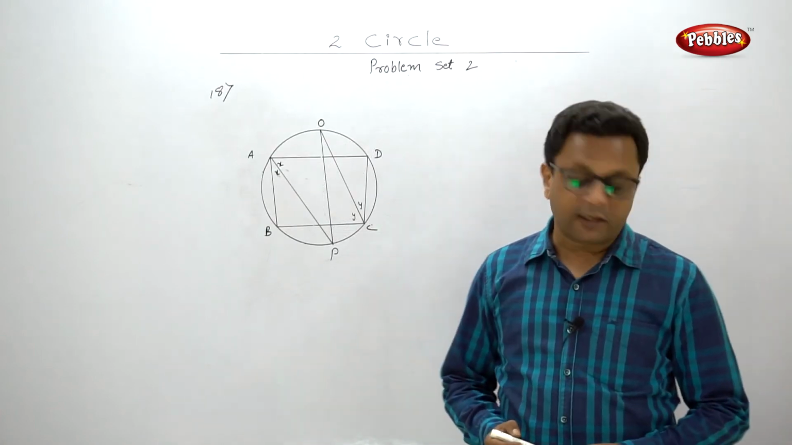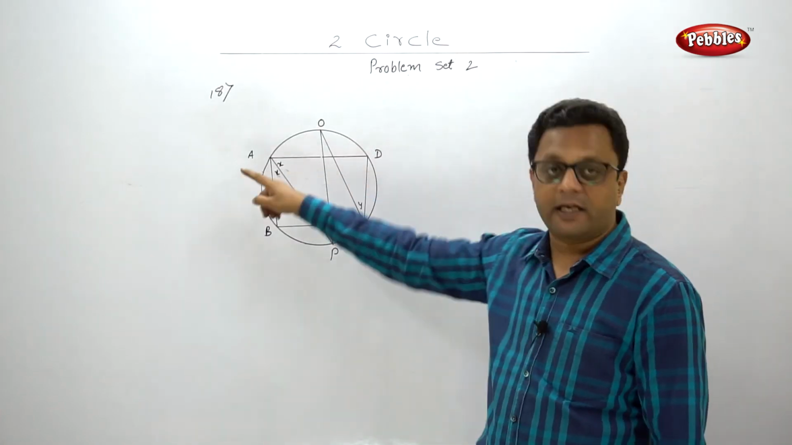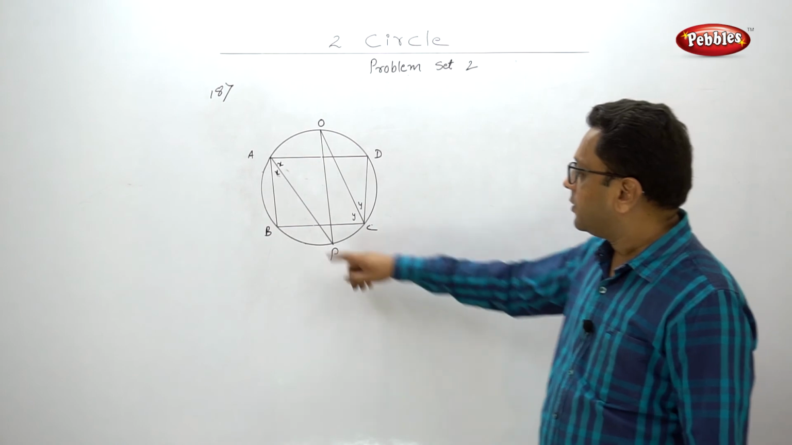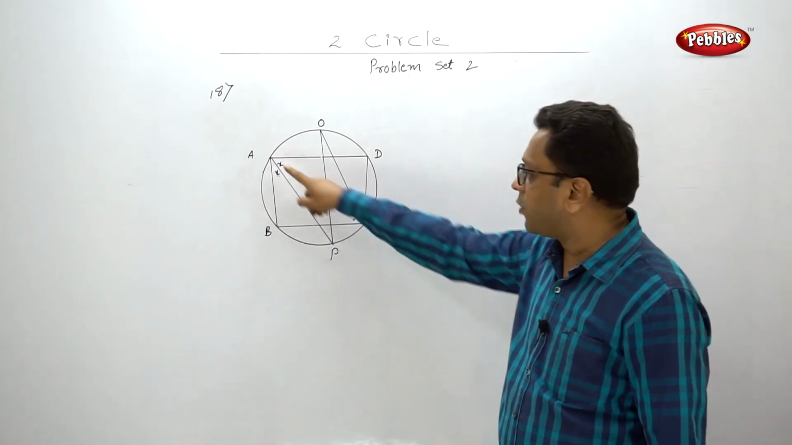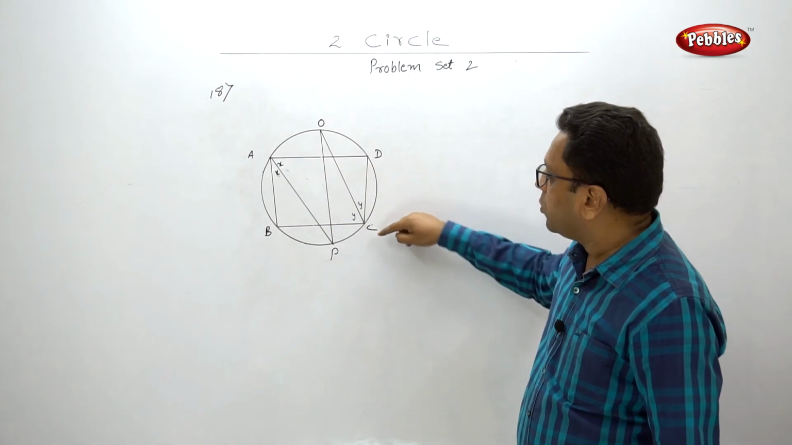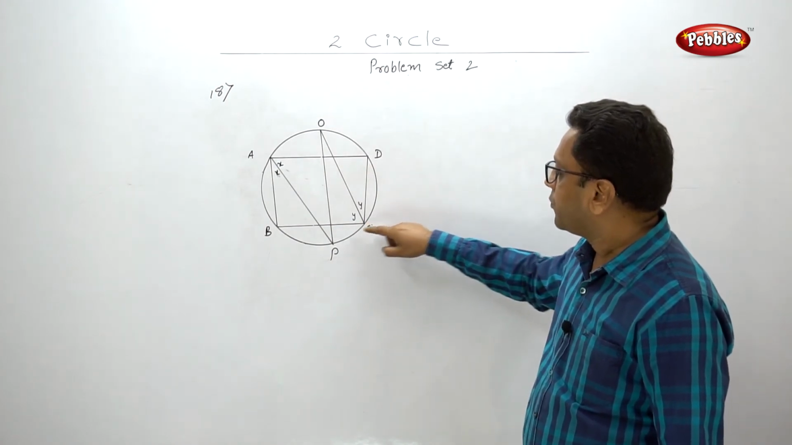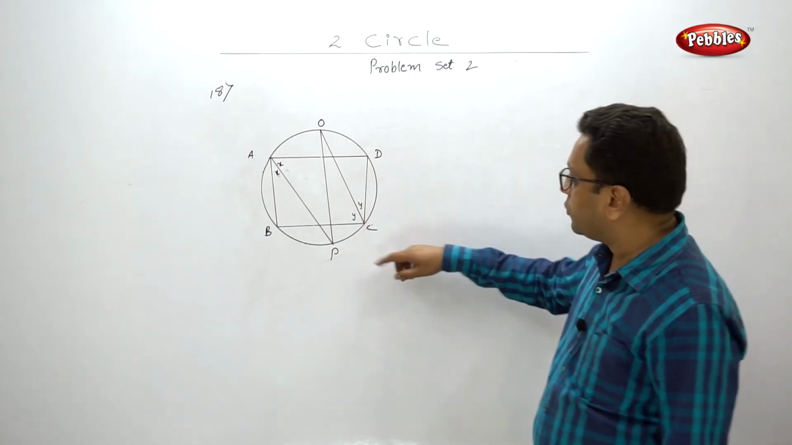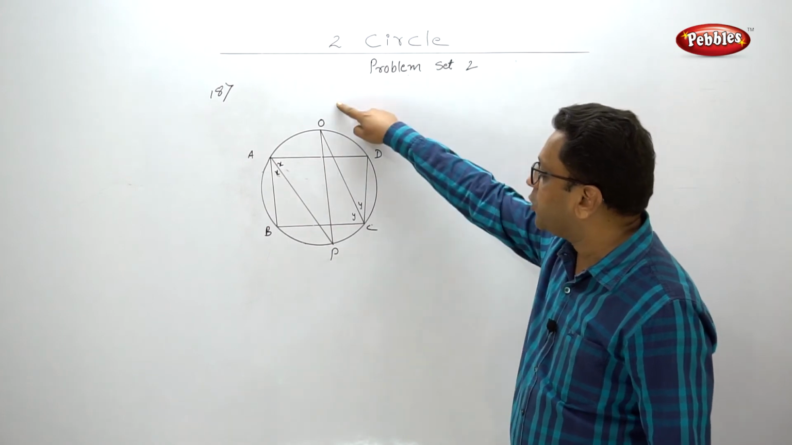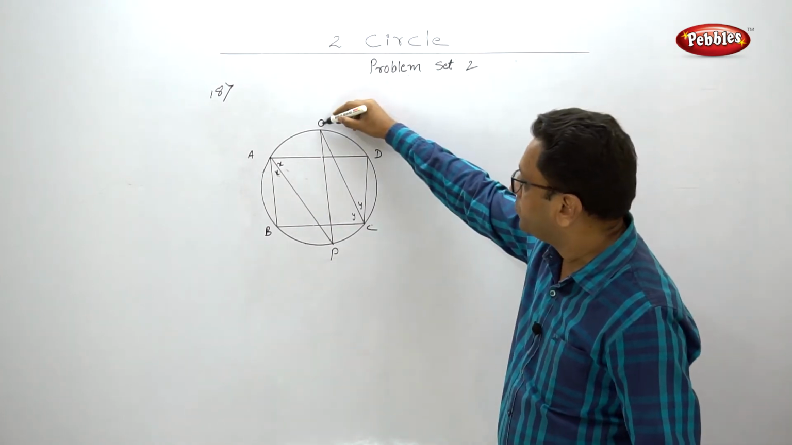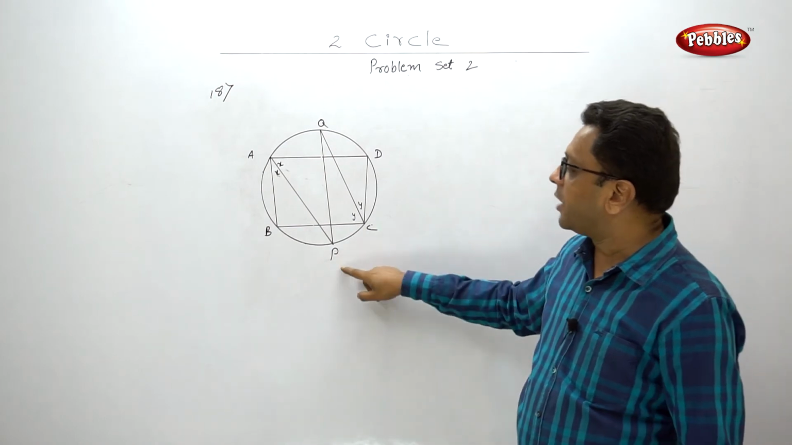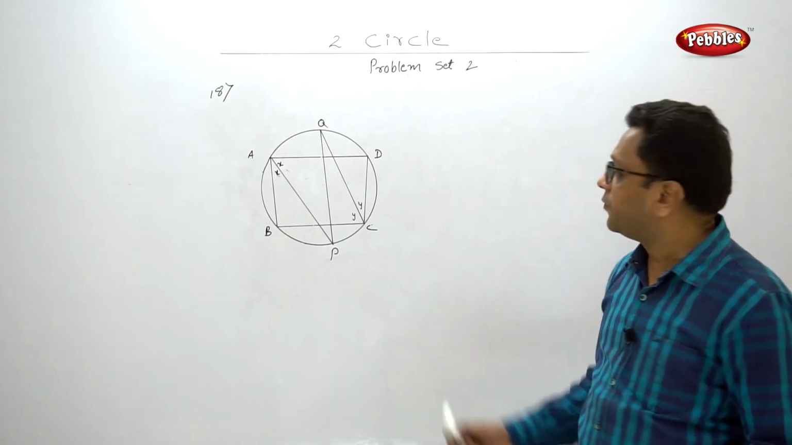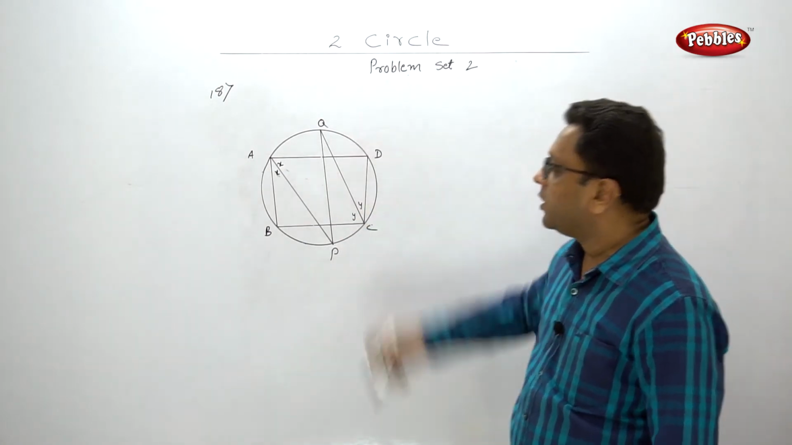ABCD is a cyclic quadrilateral. The bisectors of opposite angles A and C: this AP is a bisector of angle A and this CQ is a bisector of angle C. These bisectors meet the circle in P and Q. This is Q. Prove that PQ is a diameter of this circle. We have to prove that this PQ is a diameter of the circle.